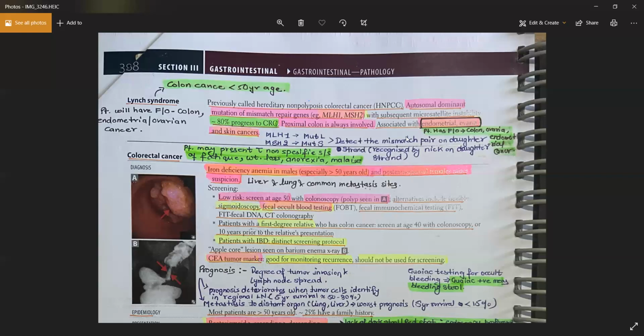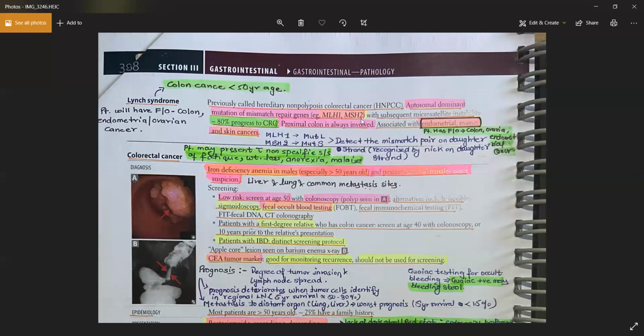So you will have a classical triad of the endometrial cancers, the ovarian cancers, okay, and the CRC. Okay, so if you encounter a patient having a family history of endometrial cancer in one relative, okay, ovarian cancer in another relative, okay, and the patient itself is having a CRC, that means you're talking about the Lynch syndrome, very important. So whenever you encounter a patient with a family history of colon cancer, ovarian cancer, and endometrial cancer, that means the patient is having a mutation in the MLH1 and the MSH2 genes.